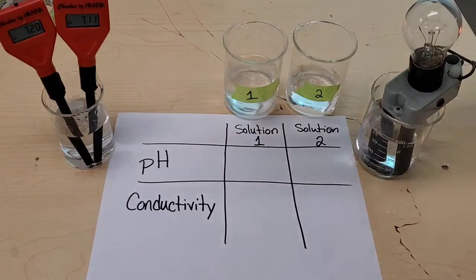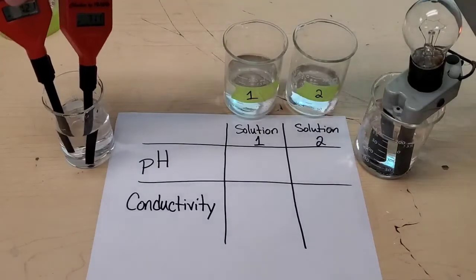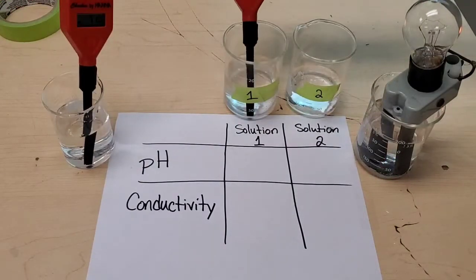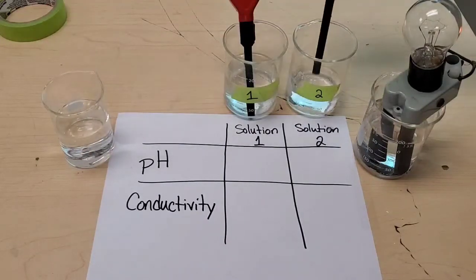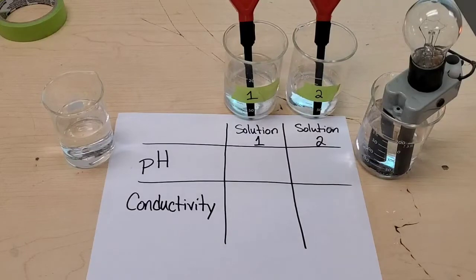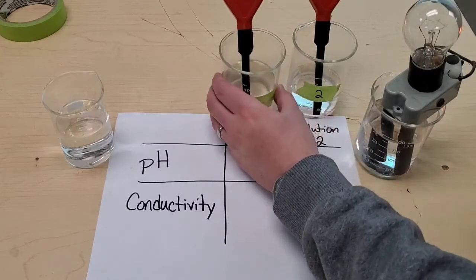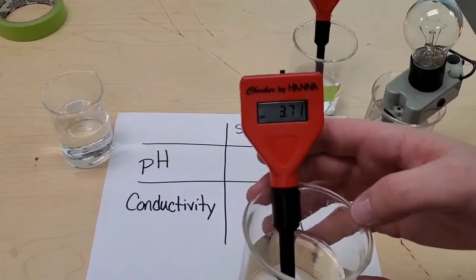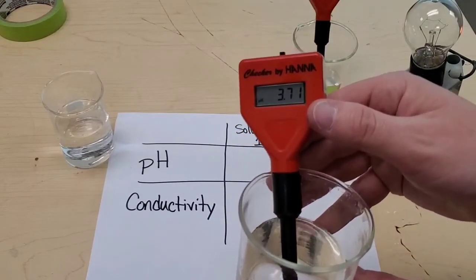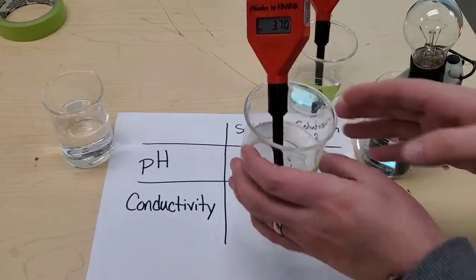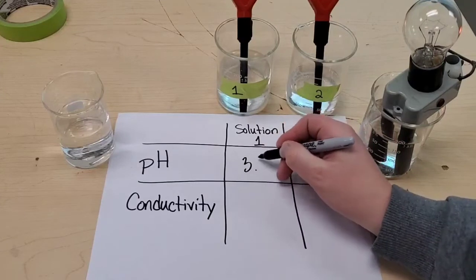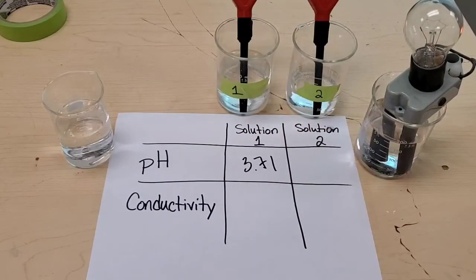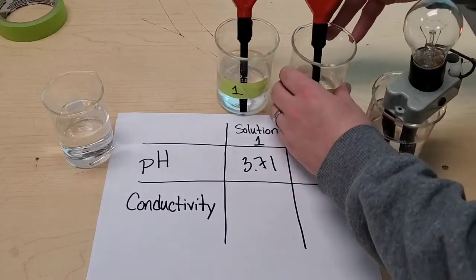So what we're going to do is test the pH first. So we'll take the first pH probe and stick it into the one solution. And then we'll take the next pH probe and stick it into the other solution. So solution number 1, we can see has a pH of 3.70, 3.71, something like that. So we'll go ahead and write that down. 3.71. And I know it's kind of messing around, it's going up and down, but that's fine. That's a good initial measurement.